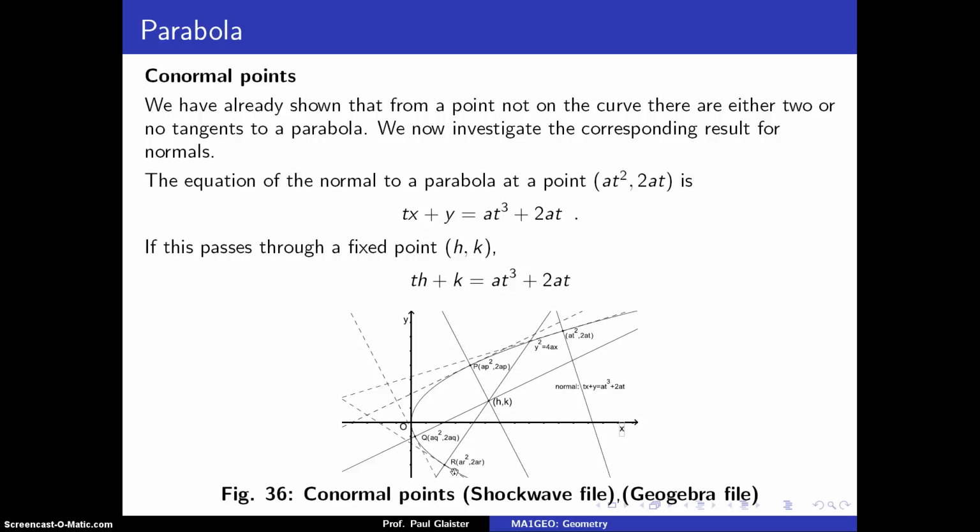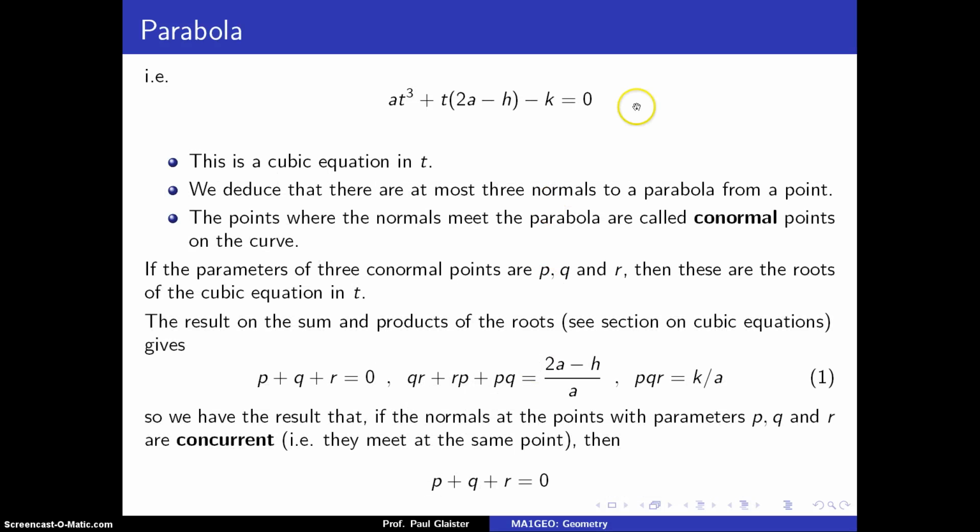And because these 3 normals meet at one point, that point is called a conormal point. All the normals meet at that point. Now, it's not the case that from every point in the plane you can draw 3 normals to the parabola, but it's certainly possible in some instances, and it will be where this cubic equation gives us 3 real roots.